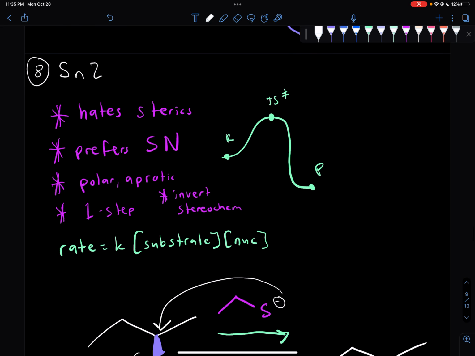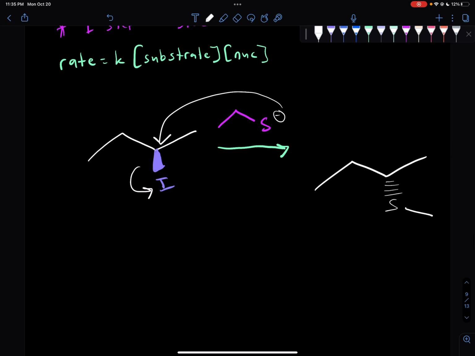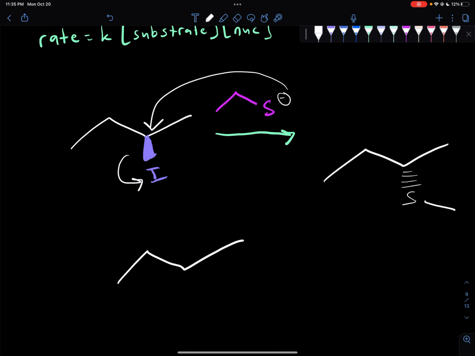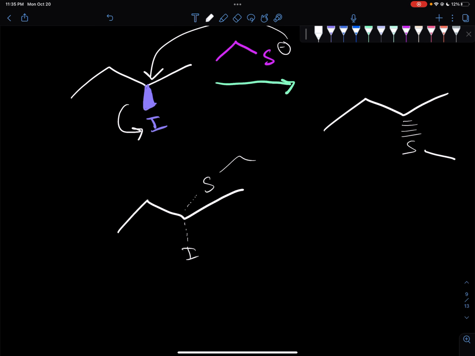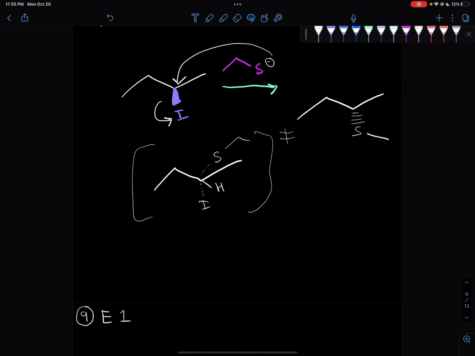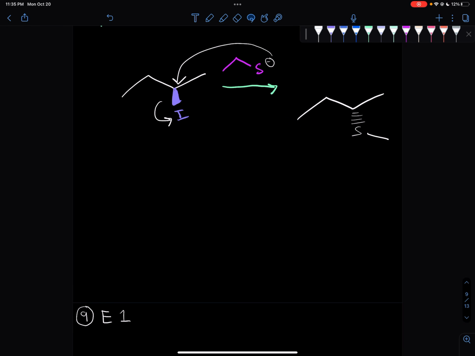Now, when it comes to your transition state, you can think of it like this. You're losing the bond between the carbon and the iodine, and actually let's not do a dash. Let's do it like this. You're losing the bond between carbon and iodine, and you're forming the bond between carbon and sulfur. So that's what your transition state would kind of look like. And you have your hydrogen still there. But that's what the transition state looks like, right? Transition state. Please forgive my bad drawings.